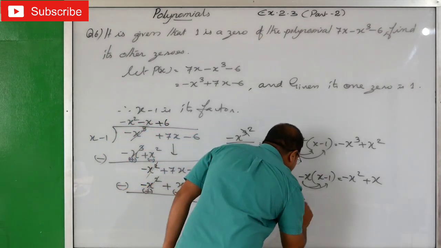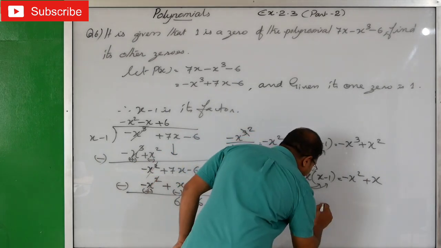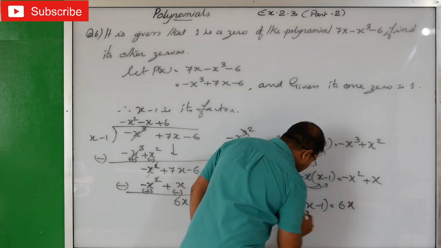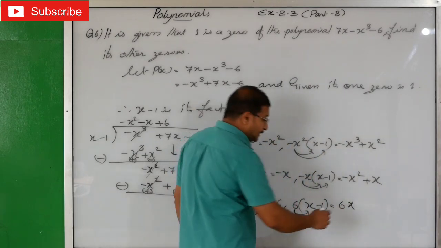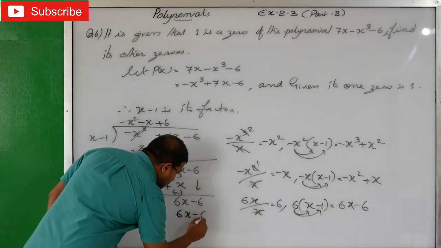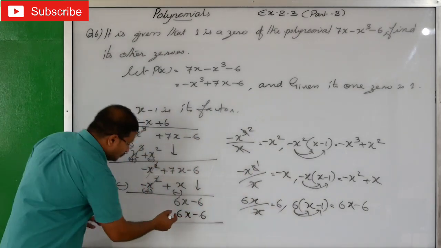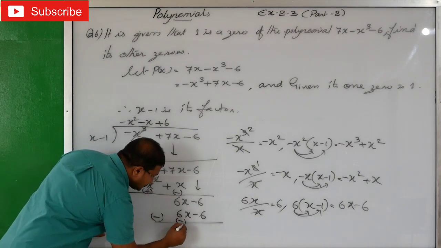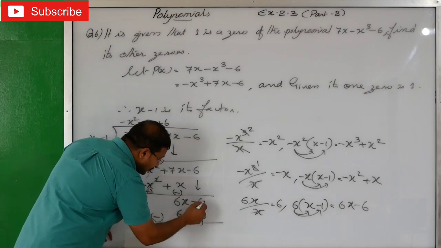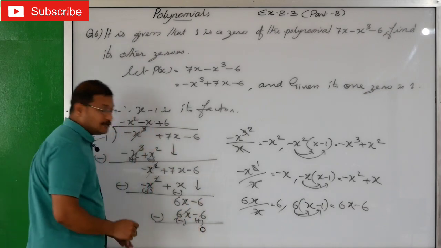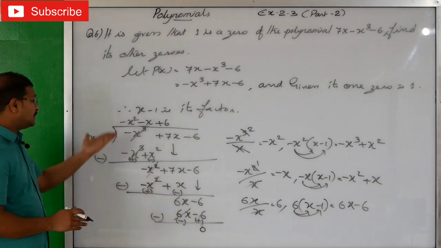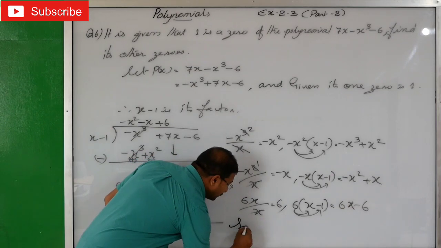Ready? After that, 6 into the divisor x minus 1 equals 6 into x, 6x, and 6 into minus 1, minus 6. Ready? So we'll get 6x minus 6. While subtracting, this becomes minus and this becomes plus. 6x minus 6x will cancel. Minus 6 plus 6 will cancel. We'll get only 0. Ready? That means the remainder is 0. It means, sure, it is a factor. Ready? The quotient.